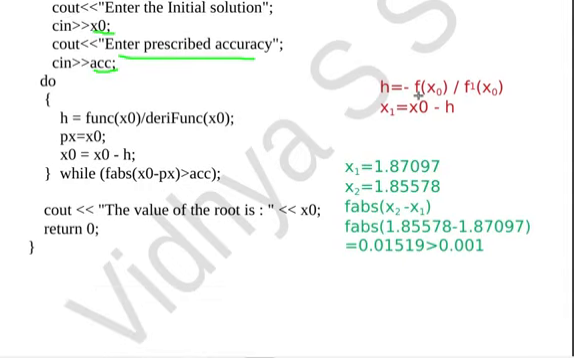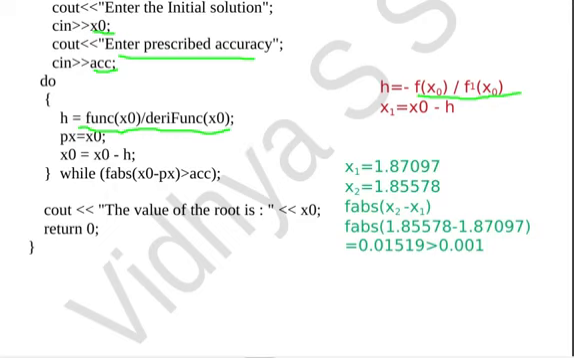Each time I need to calculate the h value, which is f of x0 by f dash of x0. F of x0 we will get from the function func. So each time pass the value of x0 in func, divided by f dash of x0. Here f dash of x0 we will get from the function deriv func x0. So find h equal to f of x0 by f dash of x0. That is what is happening here. H is equal to the function of x0 divided by the derivative function of x0. So whatever value you send through this will get evaluated and you will get the solution.